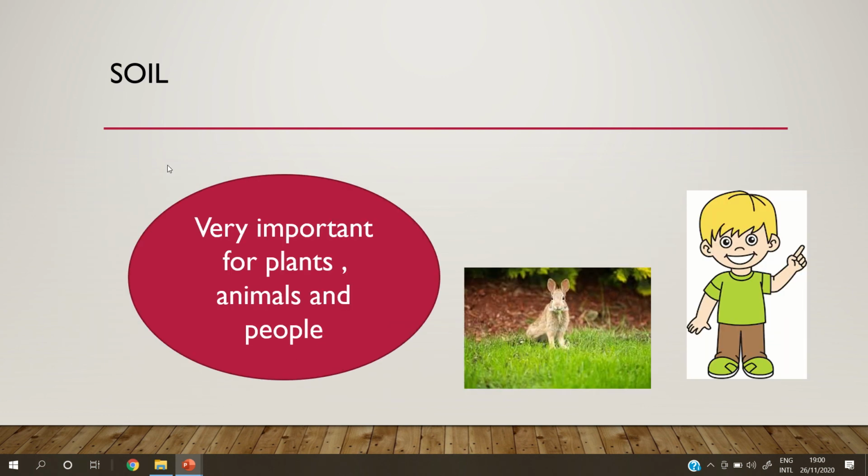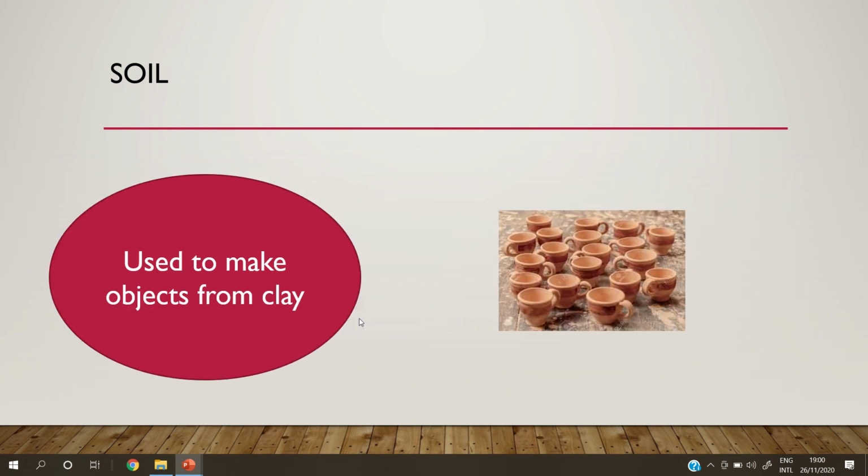So the soil is very important for the plants. It helps the plants to grow up. It is very important for the animals, helping the animals to eat the plants. It is very important for the people, helping the people to eat the animals and the plants. So the soil is very important for plants, animals, and people.